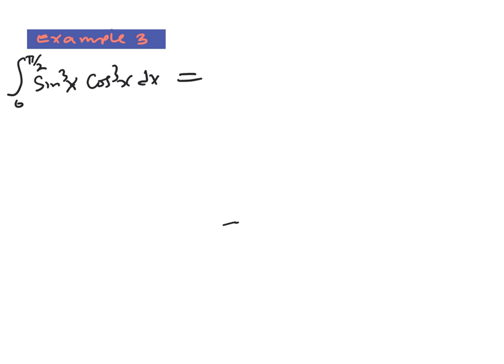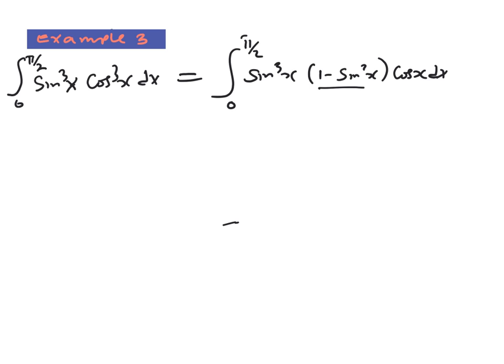So I write this as the integral from 0 to pi over 2 of sine cubed x, then cosine I write as 1 minus sine squared x, then cosine of x dx. You know, cos cubed is cos squared times cos, but cos squared is 1 minus sine squared, so this is standing for cos squared.